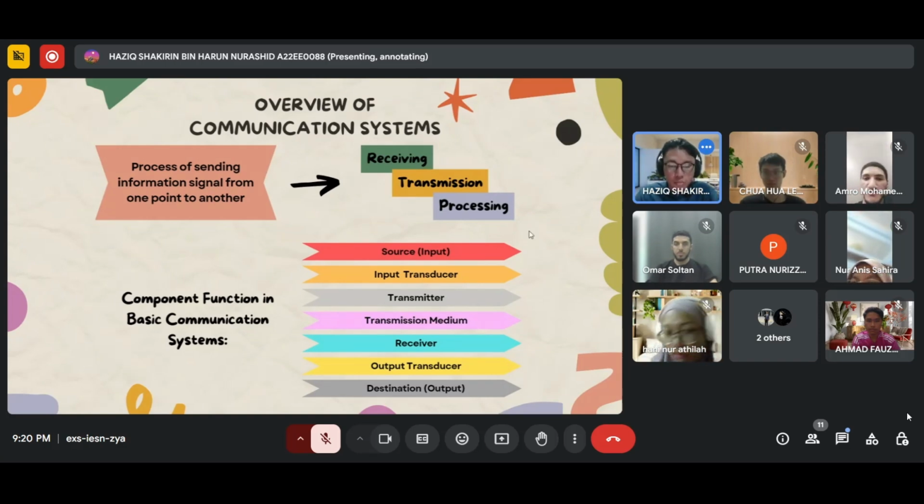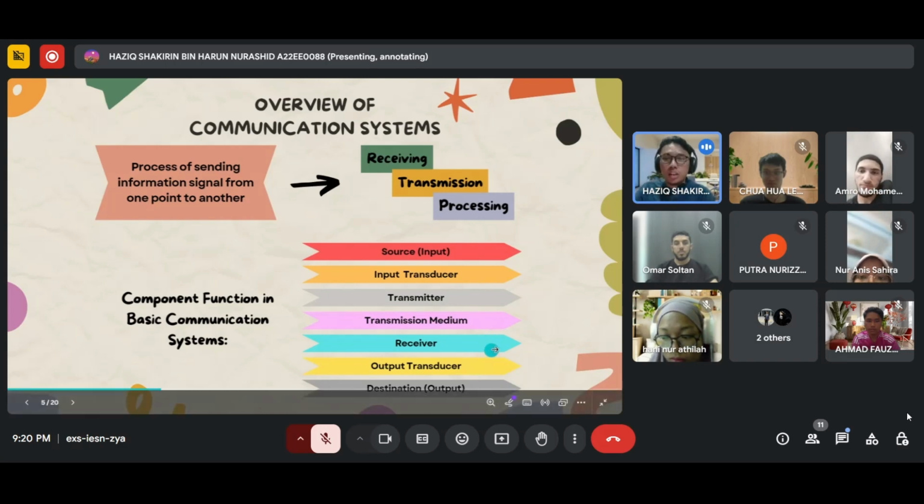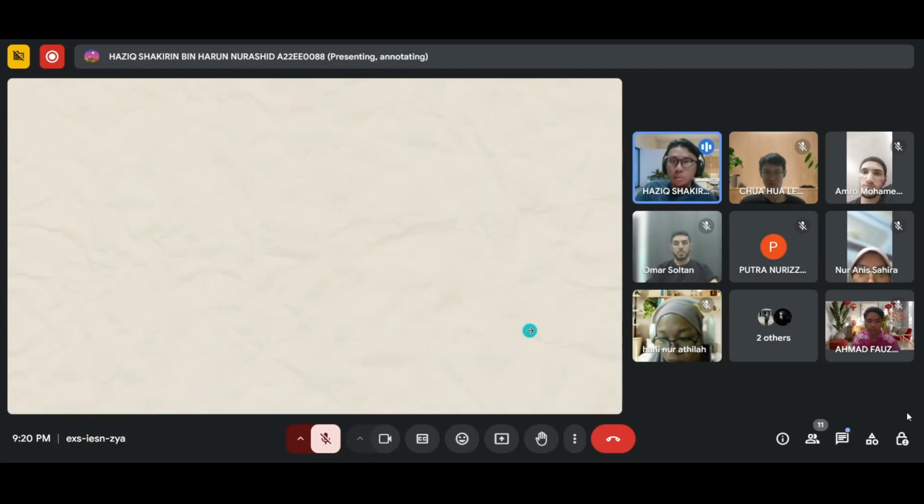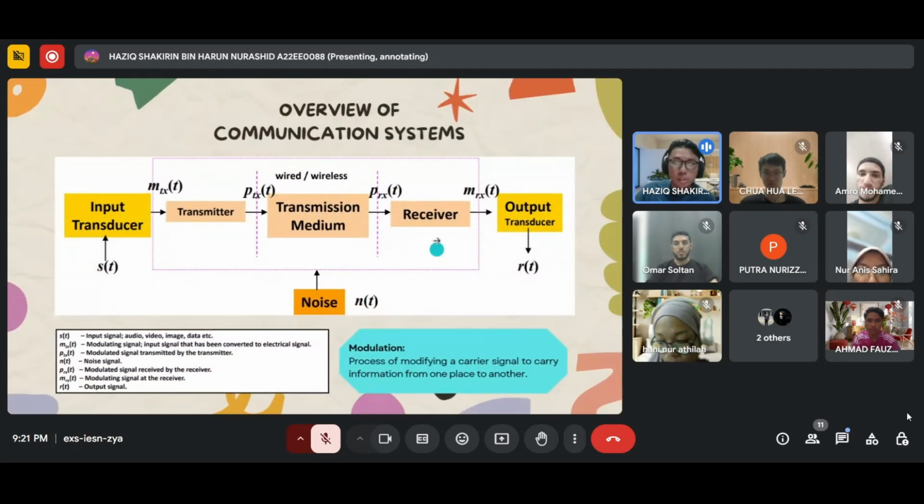And then next we have the component functions in basic communication. We have a source, input transducer, transmitter, transmission medium, receiver, output transducer, and destination, which is also called output. So how can we put all of this into a diagram? Based on the figure, you can see how we use the processes and functions that I already told you in an application.